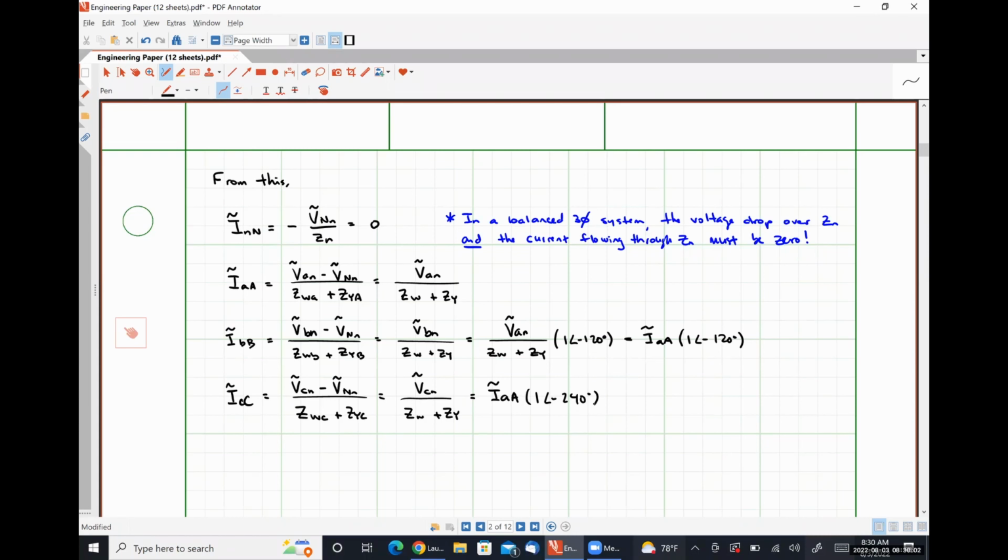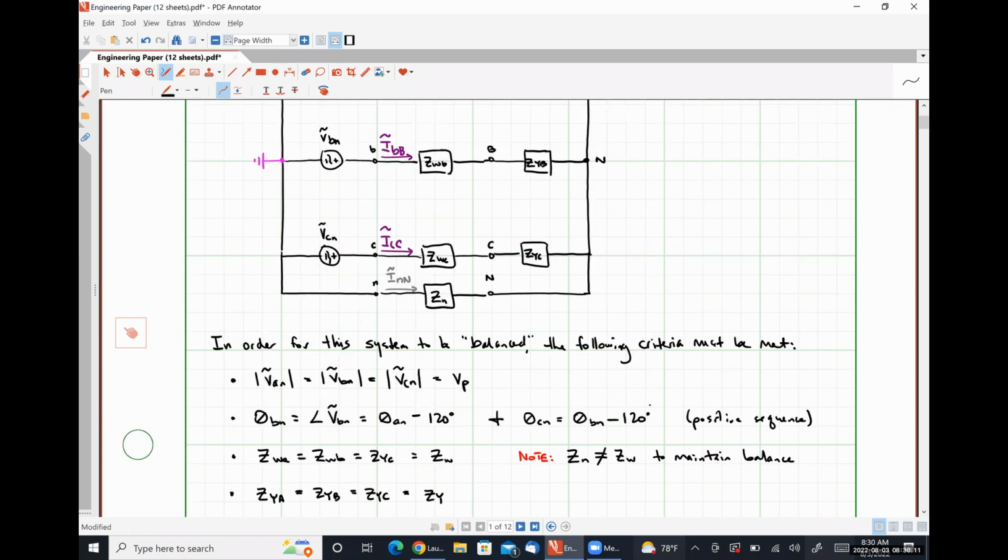Now, knowing this about our line currents, what does it tell us about other quantities? So let's scroll back up here.